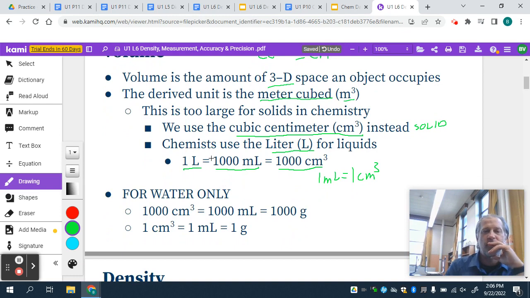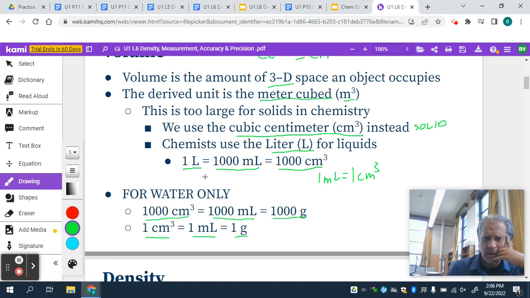Now, for water, there's another aspect of this relationship that's really important. For water, if I have 1,000 cubic centimeters of water, I also have 1,000 milliliters of water. But because water is a very special molecule, that 1,000 milliliters is also equal to 1,000 grams. So essentially, 1 milliliter of water is equal to 1 gram of water and also equal to 1 cubic centimeter of water. And we're going to get into the why of that at another point in time. But for now, the idea that you have to understand is that 1,000 milliliters is equal to 1,000 grams of water, but that only works for water. It doesn't work for all liquids.